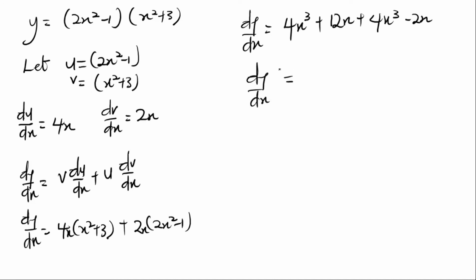So it means our dy/dx is now equal to, we have x cubed over here, x cubed over here. So 4x cubed plus 4x cubed becomes 8x cubed. Then plus this is 12x, this is negative 2x, it becomes 10x. Okay, so if we differentiate this function and we use the product rule, this is our final result after differentiating the function above.